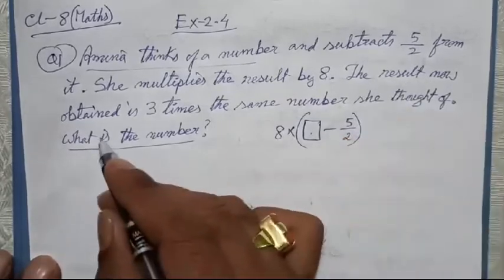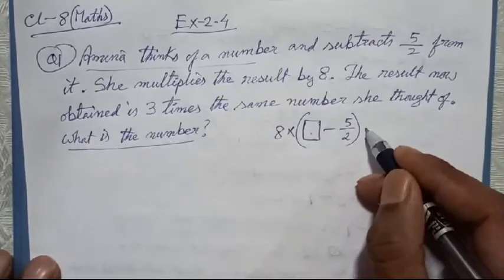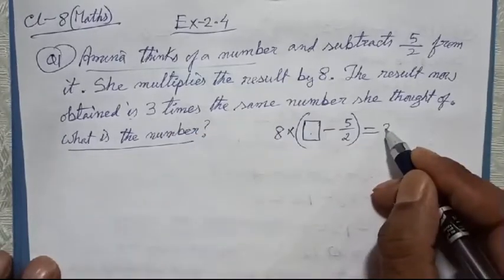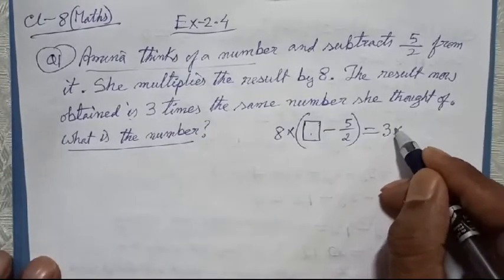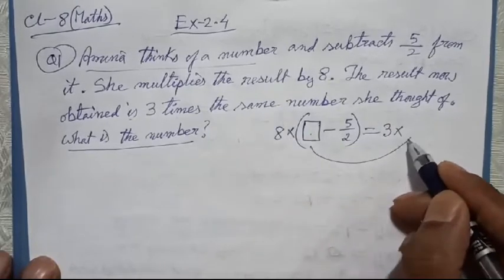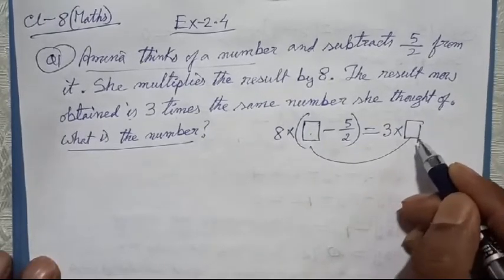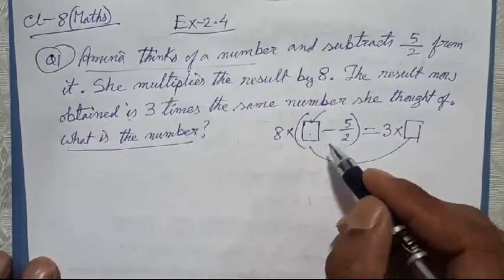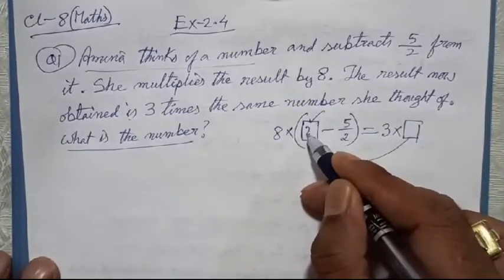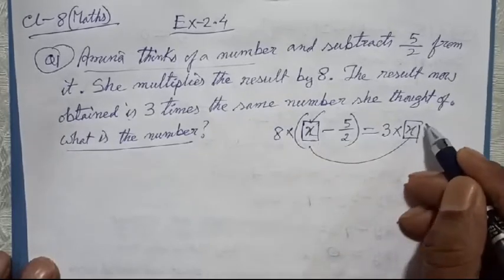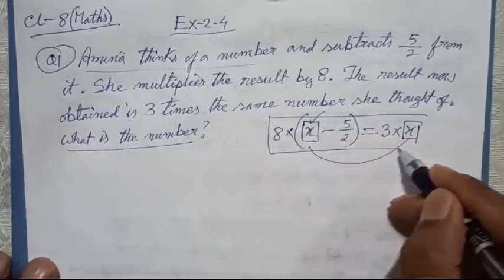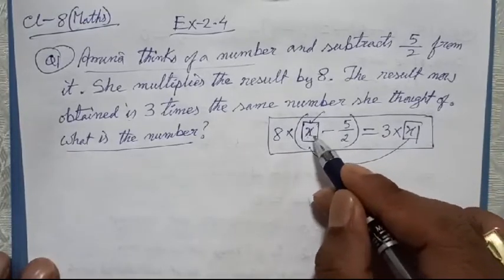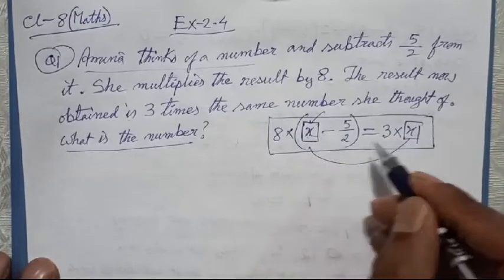The result now obtained, this result she is getting, is 3 times, means 3 into the same number, that means this number. What is the number? Now we have to find out this number. So we have to take this number as x. Then this also will become x. Now this is the most important step of this question. From this we need to find out x, and this x is the number Amina thinks.